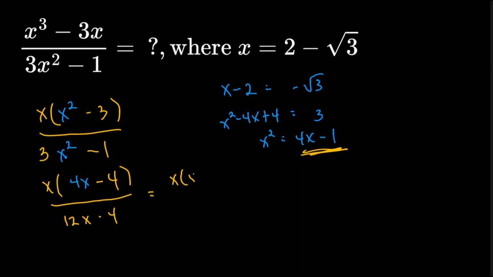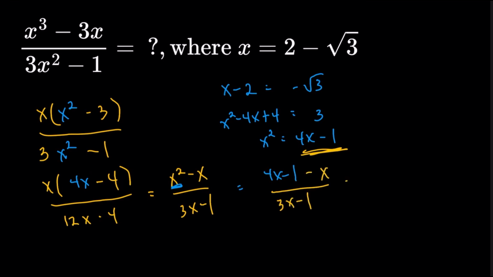So x times x minus 1 in the numerator. That's essentially x squared minus x. And the denominator is just 3x minus 1. Now the x squared here, again, I could use 4x minus 1. So I'll have 4x minus 1 minus x divided by 3x minus 1. And then it just becomes 3x minus 1 in the numerator and 3x minus 1 in the denominator. And this is just equal to 1.